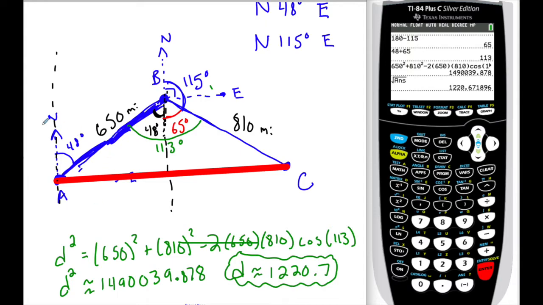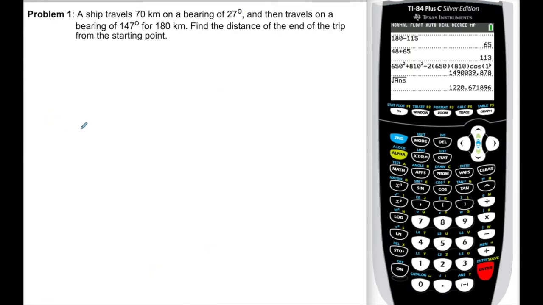Okay, so problem number 1, right? What we have is a ship traveling 70 kilometers on a bearing of 27 degrees, and then it travels on a bearing of 147 for another 180 kilometers. Find the distance of the ending of the trip from the starting of the trip. All right, so again, here we go. Do me a favor, maybe highlight that important info. And that's basically what we need.